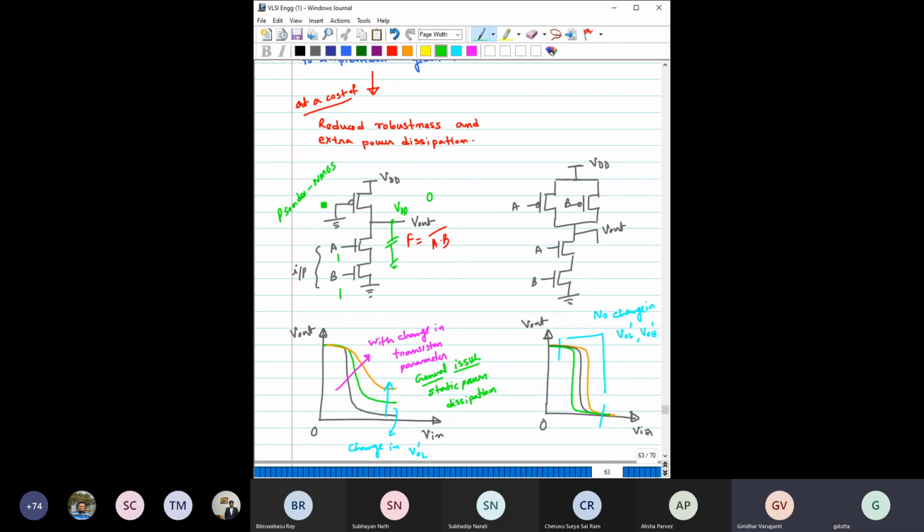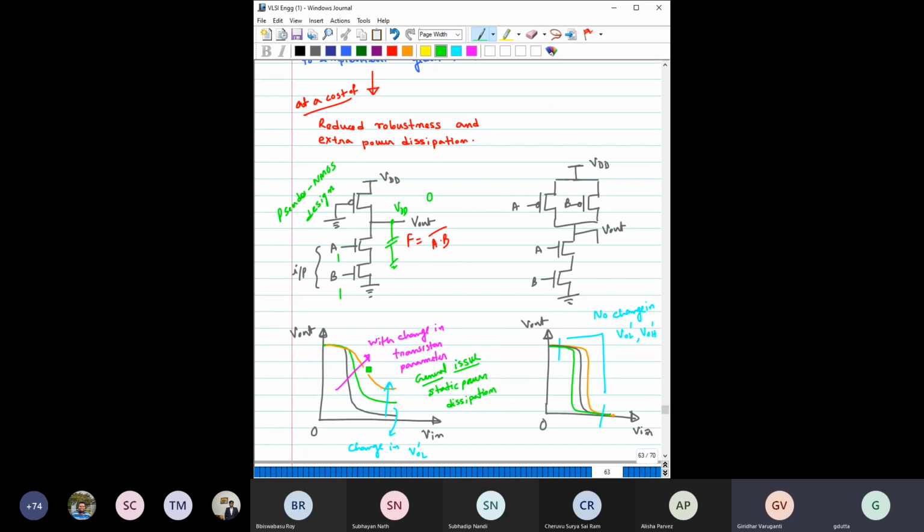Pseudo NMOS design. This type of logic design is called pseudo NMOS logic design, where as a pull-up network you use a PMOS with its gate grounded. So what is going to happen here? You see, basically you have connected like this.